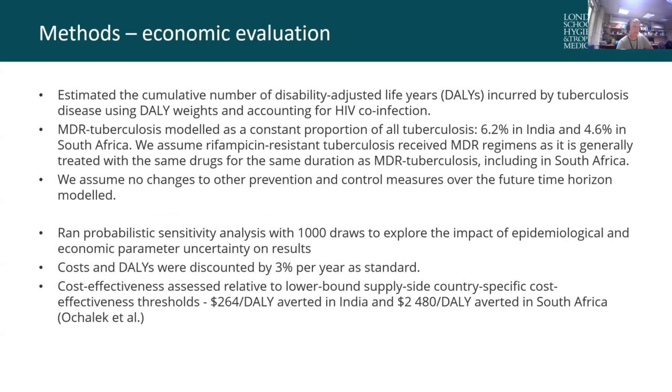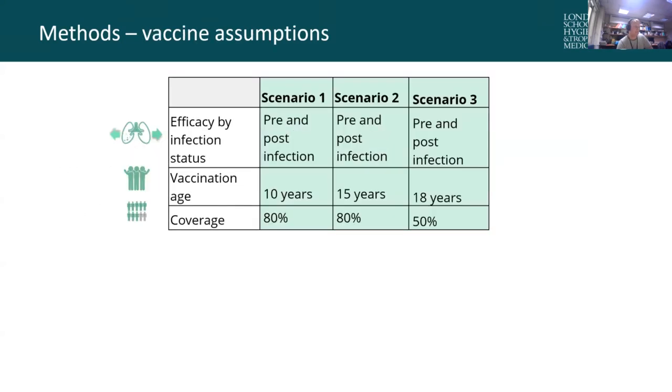There's no change in TB care. There's no change in drug-resistant dynamics. We have a probabilistic sensitivity analysis forming part of our main results with 1,000 runs. We discount costs and DALYs by 3%, and we use the Oculek thresholds presented there.